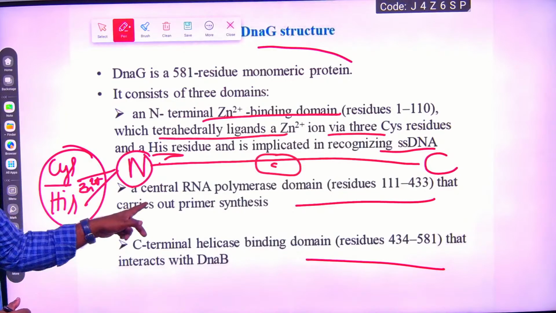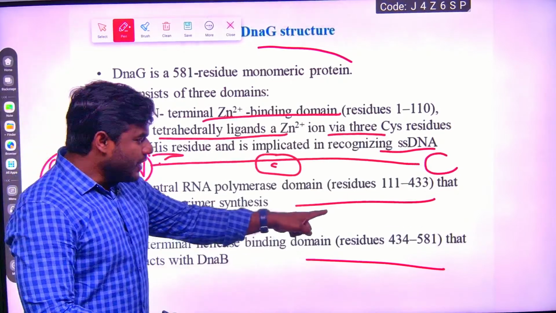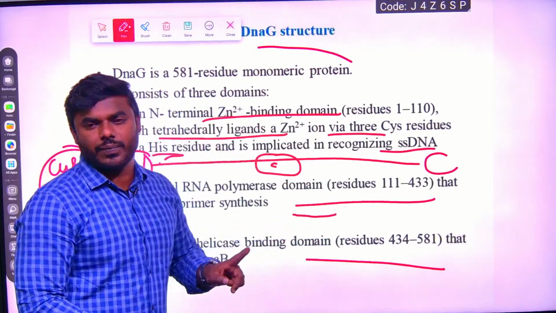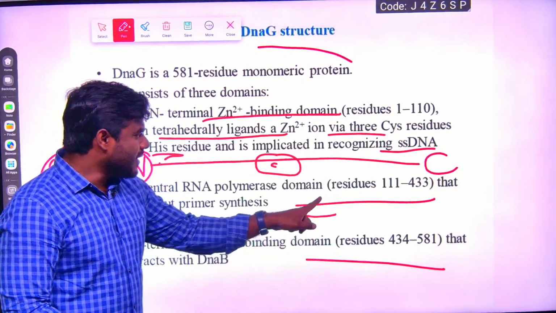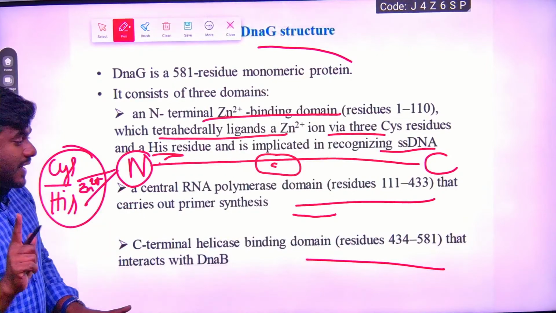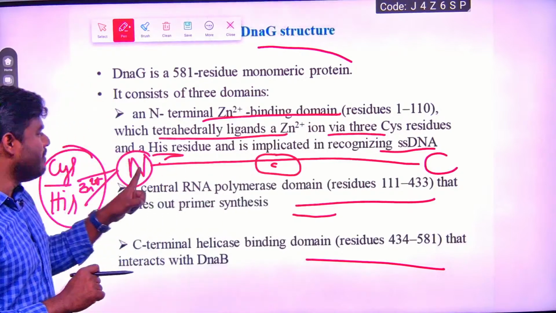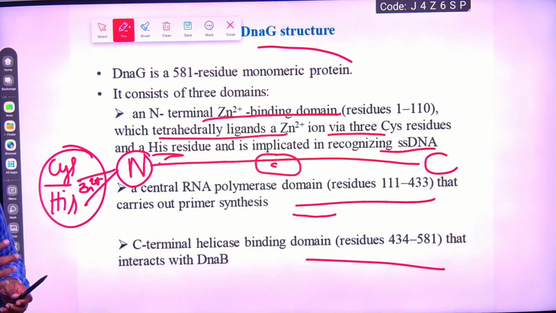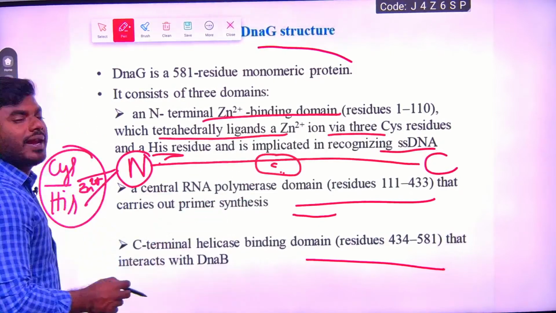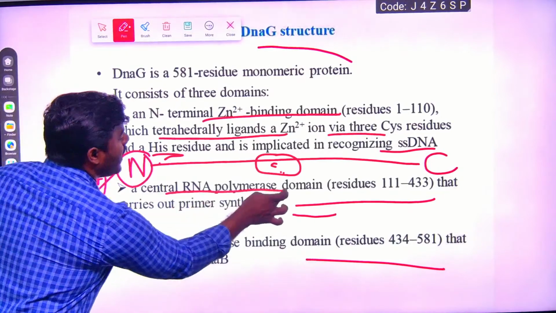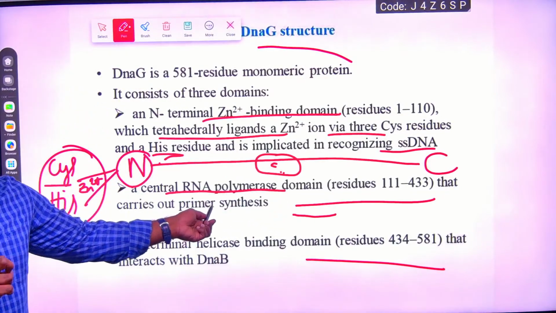What's the function of the N-terminal domain? First, only if someone recognizes the single strand can they add the primer. How do they recognize? They recognize with the help of the N-terminal. So listen again, only recognition can be mediated by this. Correct? But what is the ultimate goal? Synthesizing the primer. That is mediated by the central domain. Why? The central domain is the one acting like an RNA polymerase. This is the direct question we can expect.